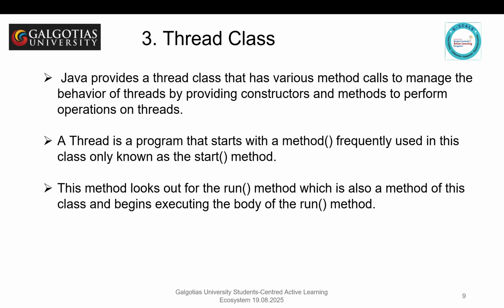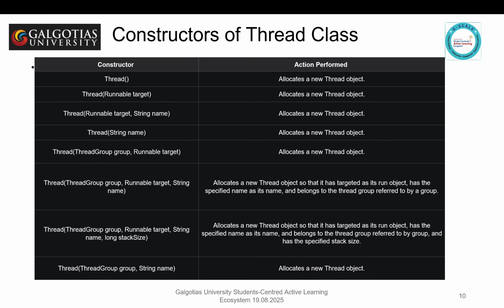Java also provides a built-in Thread class. A thread starts execution when the start method is called. Internally, start invokes the run method in a new execution path. The Thread class provides many useful methods to manage thread behavior. The Thread class also provides multiple constructors, allowing us to name threads, pass Runnable objects, and create threads with different configurations.